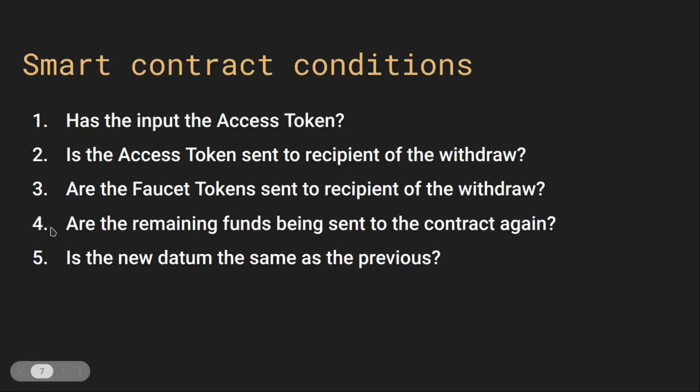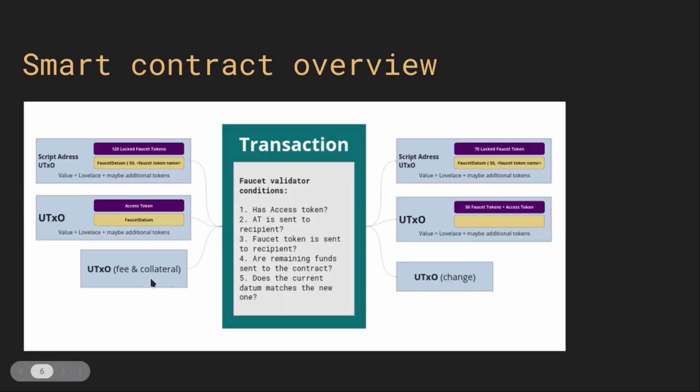Fourth, are the remaining funds being sent to the contract again? That is an important security issue. We want the user to send the remaining funds again to the contract, not somewhere else. And fifth, is the new datum the same as the previous? This is another important point regarding the security of our faucet validator, because we want only 50 tokens to be claimed from this validator, not less nor more.